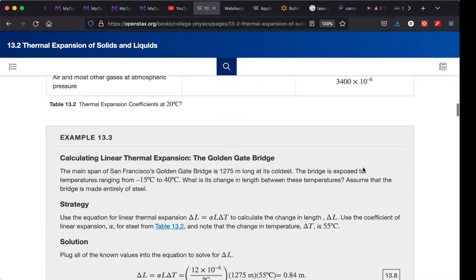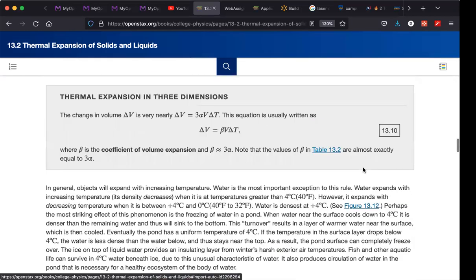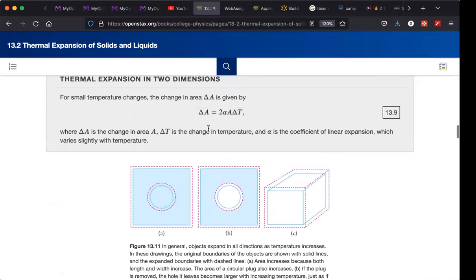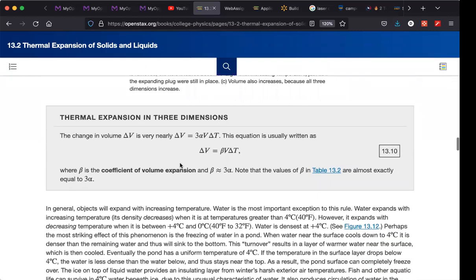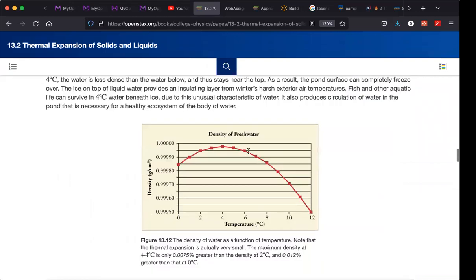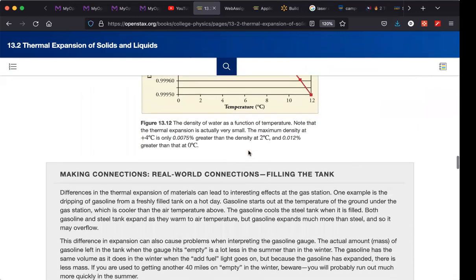The equations for expansion in 2 dimensions and 3 dimensions are the same as the ones in 1 dimension. And it's just a different coefficient. So instead of for area, for 2 dimensions, you get change in area equals 2 times alpha times area times delta T. There is that 2 times alpha. And then in volume, it's change in volume equals beta, or 3 times alpha, times the original volume times delta T. So all those equations are pretty much the same equation with just a 2 and a 3 multiplied in.